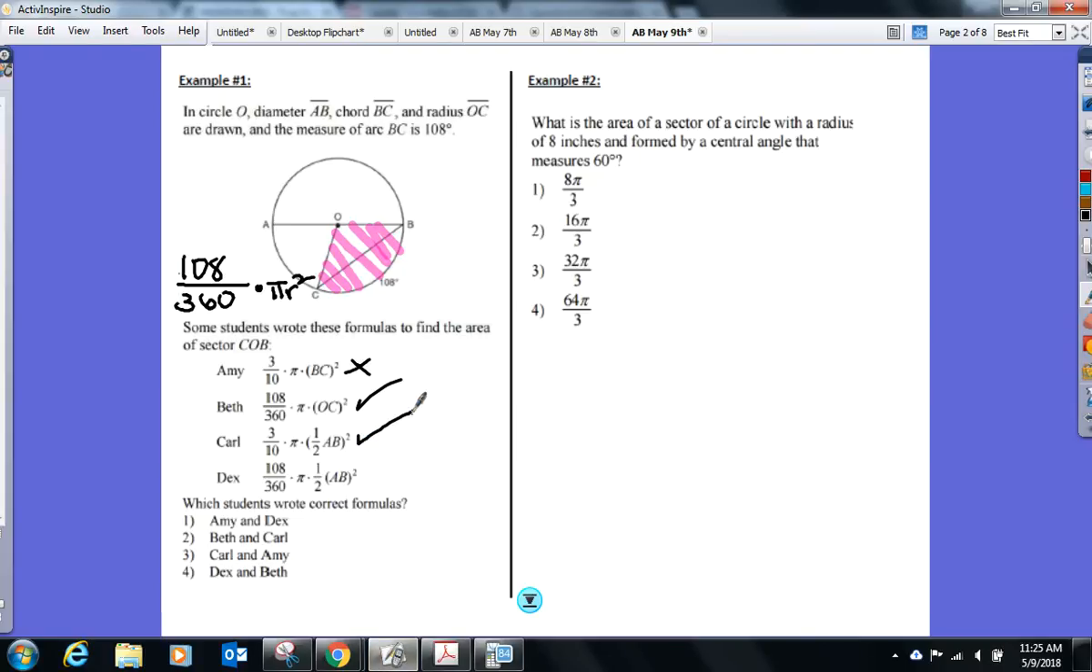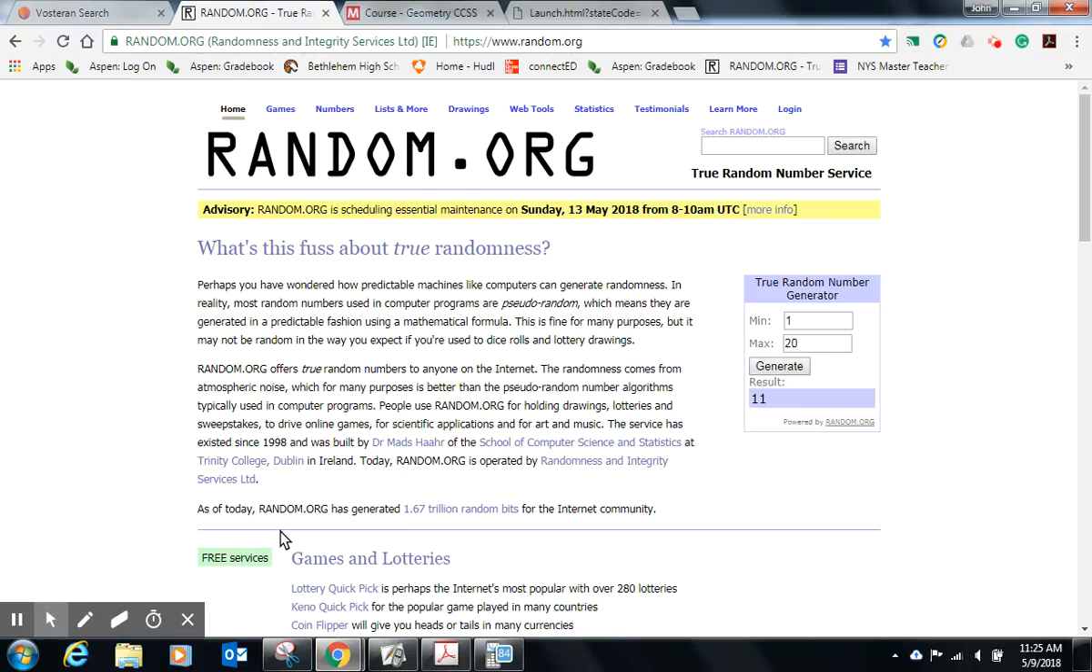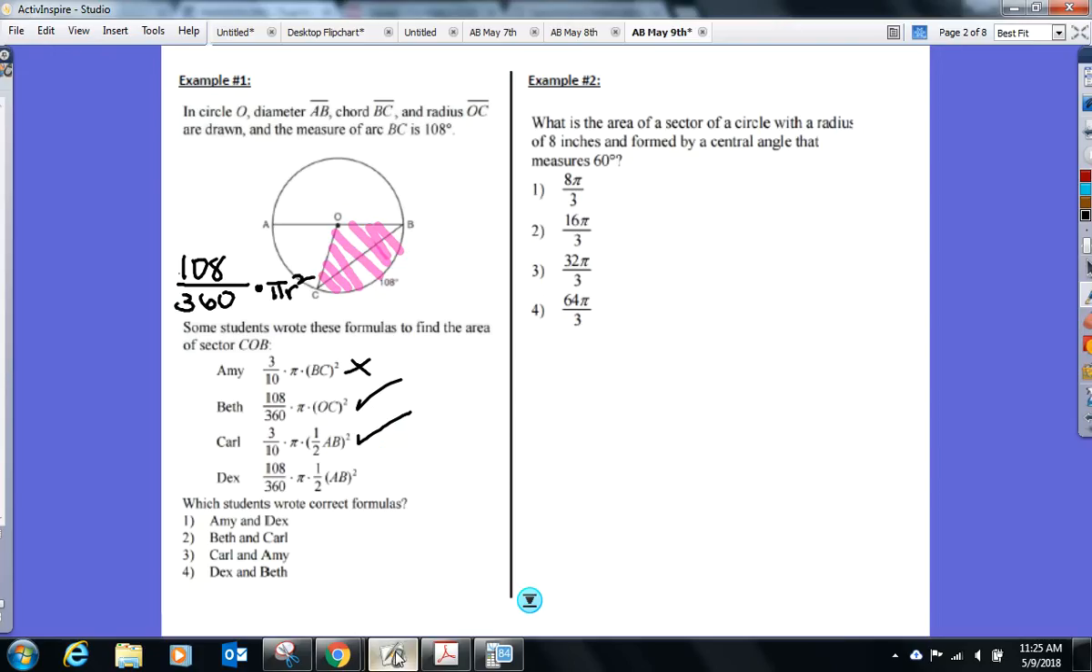Why is Dex wrong then? Obviously he's wrong, but why? What's wrong with Dex's formula? Well, what's he squaring? Not the radius, but he's squaring the diameter. Yeah. Okay, he's squaring the diameter. You should be squaring the radius.